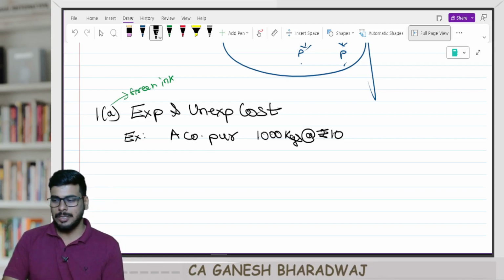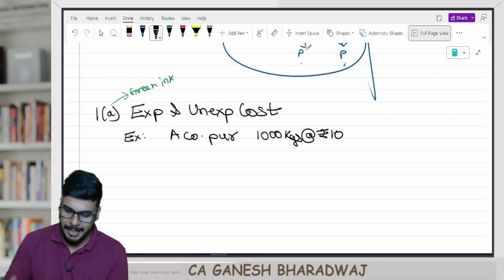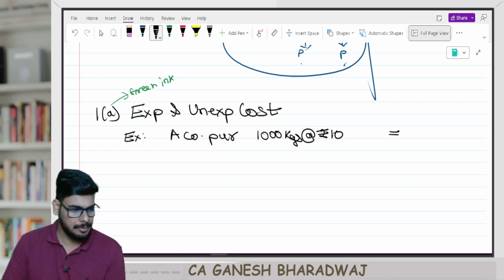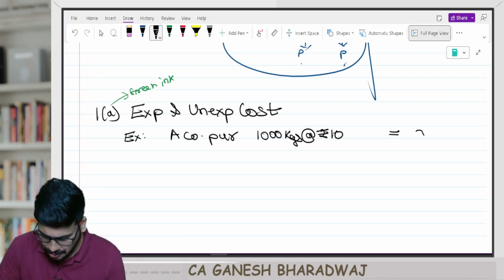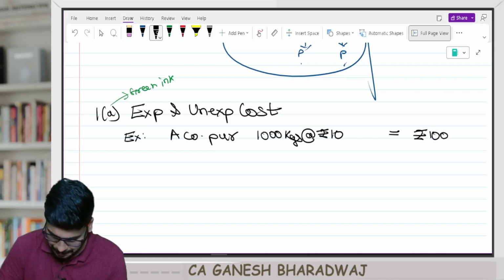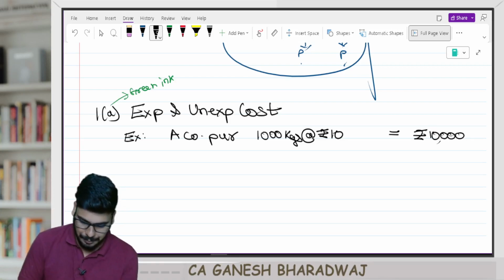A company purchases 1000 kgs of a product by paying how much? 10 rupees, right? So how much does it cost? Come on, guys. Use your calculator. You don't need your calculator for this. Okay, tell me how much. Fine. Write down 10,000. Next. Write down.